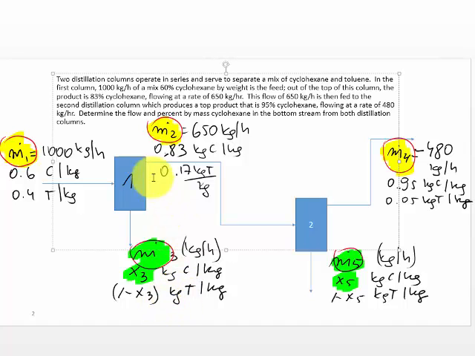The distillate from column 1 is fed into the second distillation column, which produces the top output with a mass flow rate of 480 kg per hour and a composition of 95% cyclohexane and 5% toluene. The bottoms output from the second distillation column has mass flow rate M5, and the mass fraction of cyclohexane in the M5 stream is X5, and the toluene fraction is 1 minus X5.